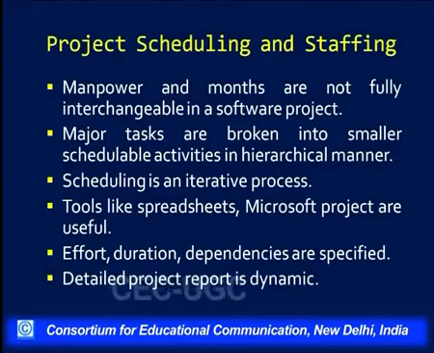After the estimates have been prepared, the next important step is project scheduling and staffing. Scheduling basically means giving the time frame: when each activity will begin and when each activity will end. Here we have the manpower and the months required, but these are not fully interchangeable in a software project, because you cannot directly say that if a project requires 56 person months, 8 people can do it in 7 months. There are many other subjective elements, and there will be unforeseen circumstances beyond the control of the project manager. All these things have to be kept in the loop in order to see whether the project is working as per schedule or not.